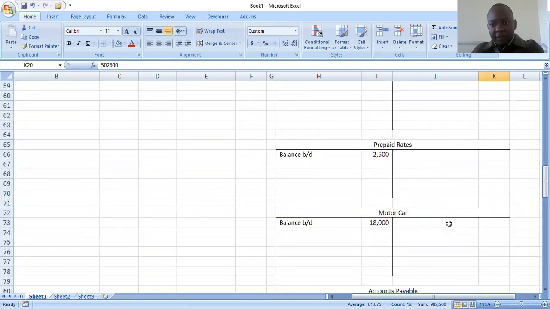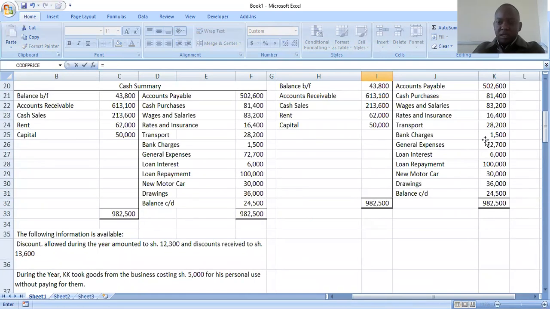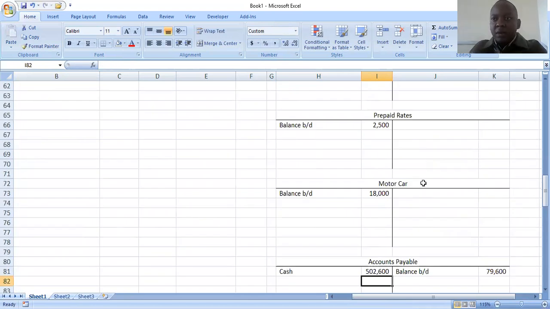Accounts payable, where are they? So debit this 502,600. We proceed.